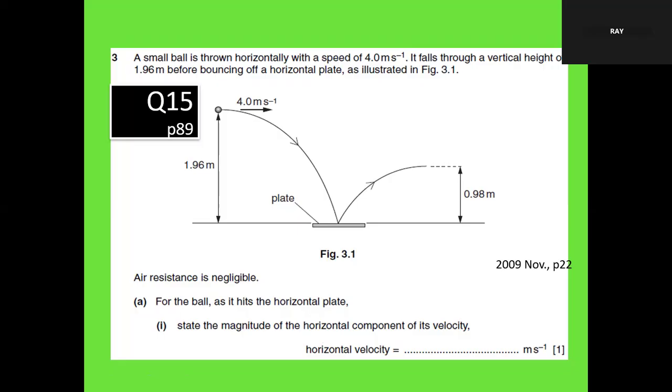Why do you say 4.5? Wait, they didn't give an angle though. Doesn't matter if you hit at an angle, the horizontal component is always the same. No air resistance. Okay now. Oh yeah.